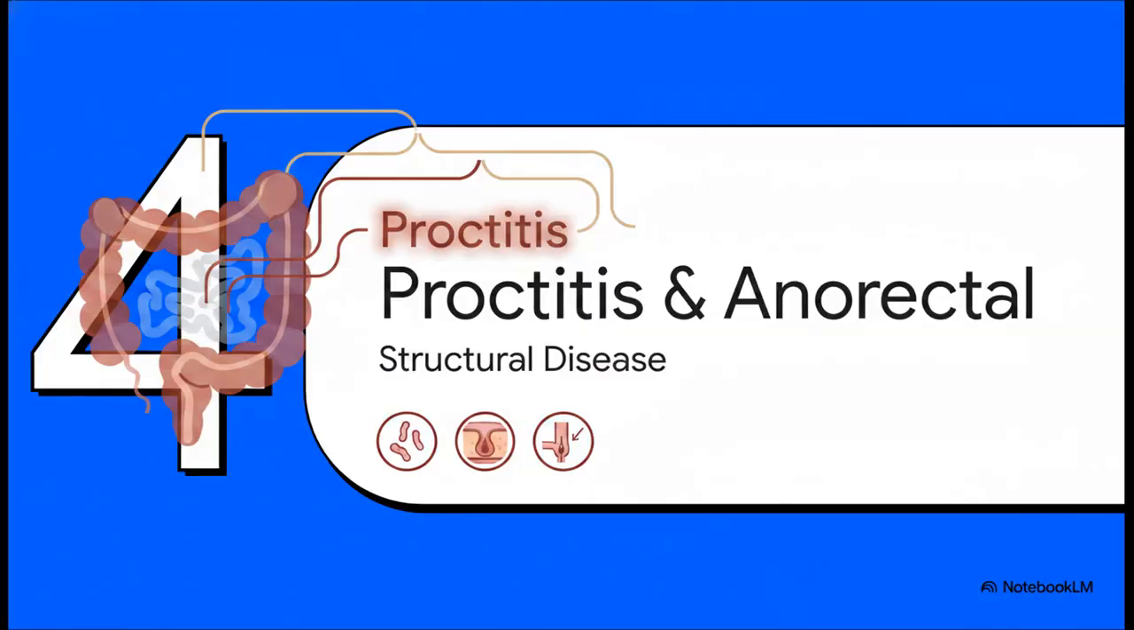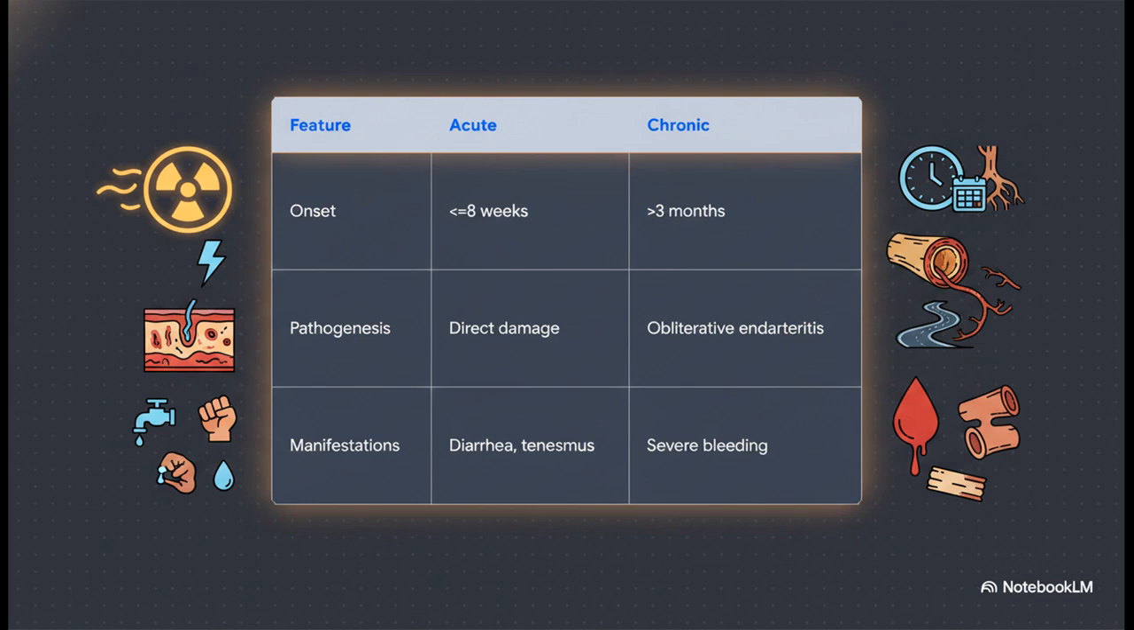Section 4, proctitis and anorectal structural disease. Always separate radiation proctitis by its timeline. Acute radiation proctitis happens within 8 weeks of exposure. It causes direct mucosal damage, presenting with diarrhea, mucus, and tenesmus, and you treat it with butyrate enemas. Chronic radiation proctitis, on the other hand, shows up months to years later. The mechanism actually shifts to obliterative endarteritis, causing strictures and severe bleeding that requires endoscopic thermal coagulation.